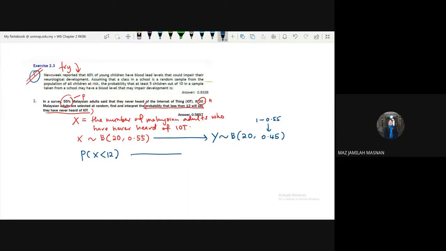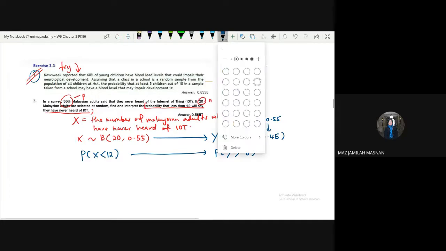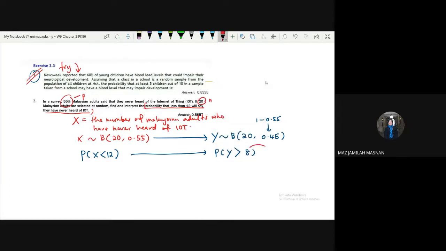Now the question is to find the probability of X less than 12. So transform this to probability of Y. If it is less than, it becomes greater than. Then 12 will be 20 minus 12. The remainder will be what? 8, right? Do you understand that? Here is 20 minus 12. So you will get this one.